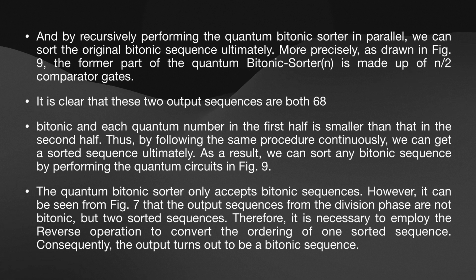However, it can be seen from figure 9 that the output sequences from the division phase are not Bitonic but two sorted sequences. Therefore, it is necessary to employ the reverse operation to convert the ordering of one sorted sequence. Consequently, the output turns out to be a Bitonic sequence.